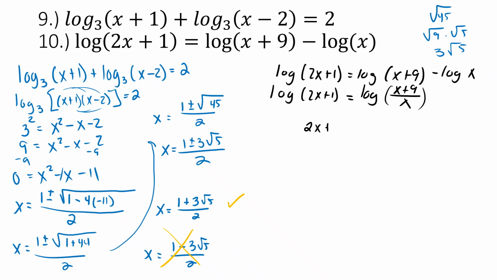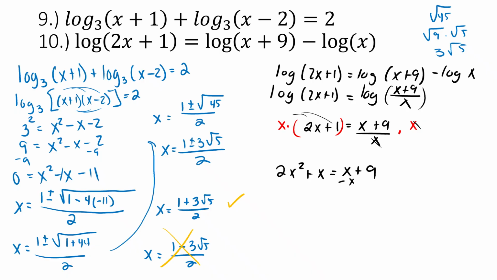So 2x plus 1 is equal to x plus 9 over x. And I'll undo that division there with a multiplication. So we'll multiply both sides by x. On the left-hand side, distributing the x, we get 2x squared plus x. On the right-hand side, the x's, if I divide by x and multiply by x, those will cancel each other out, leaving me with x plus 9.